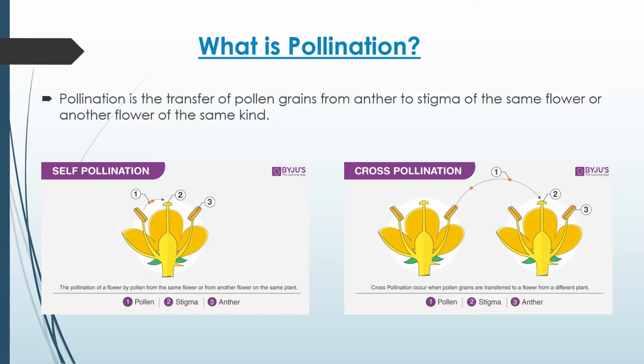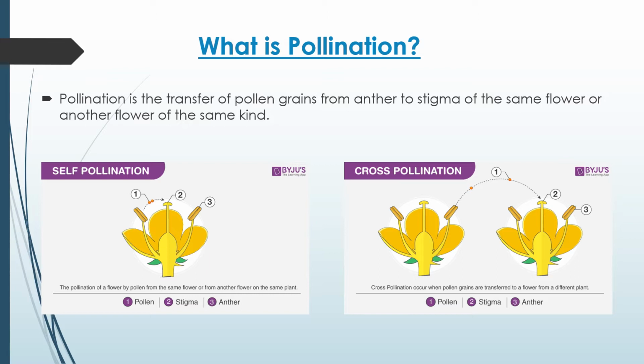Yes, now there are two types of pollination. First of all, let's clear the concept of pollination. Pollination is transfer of pollen grains from anther to stigma. From anther to stigma, that is pollination, when pollen grains are transferred from anther to stigma. Now there are two types of pollination: self-pollination and cross-pollination.